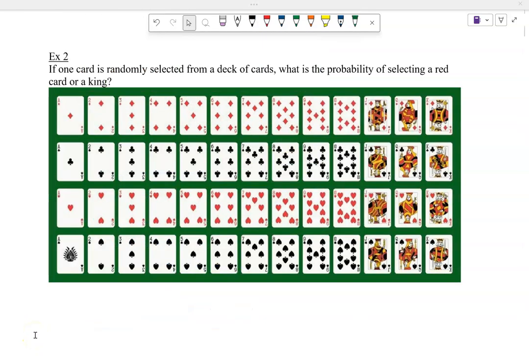Now this one says, if you're picking a card again, what's the probability of selecting a red or a king? First of all, is this mutually exclusive? Are there any cards that are red and kings? Yeah, so this is not mutually exclusive. Again, just to be safe, we'll always use the not mutually exclusive formula anyway.